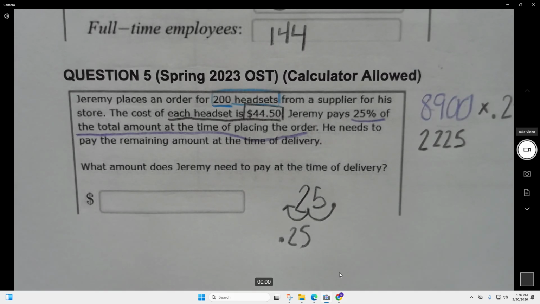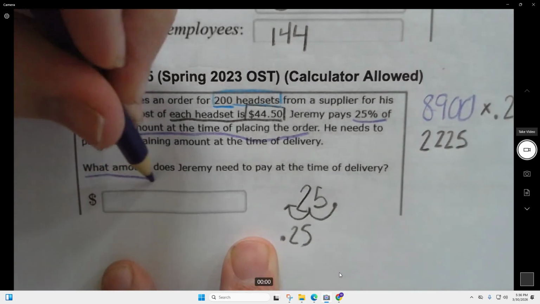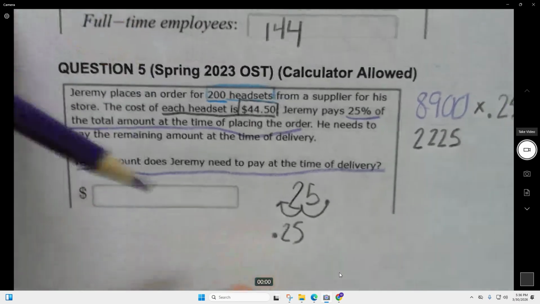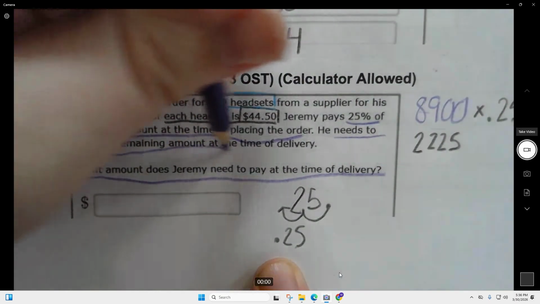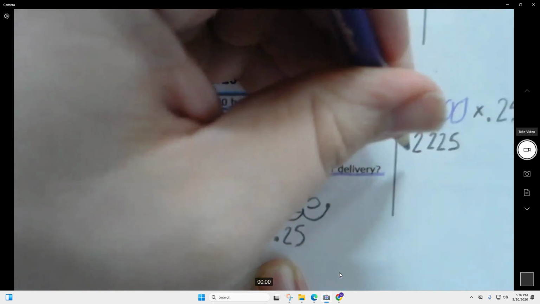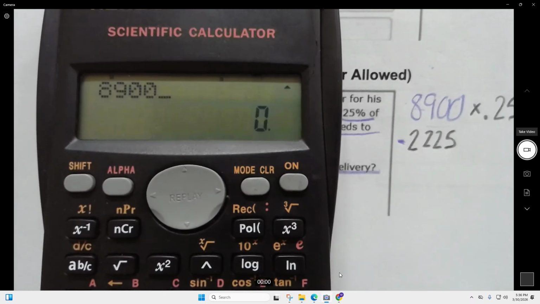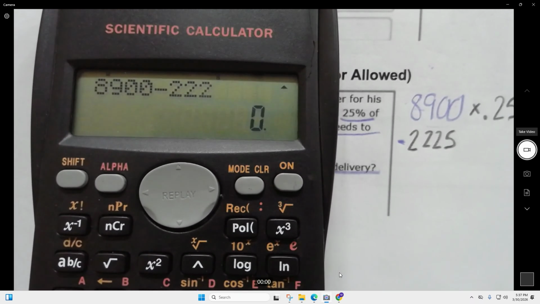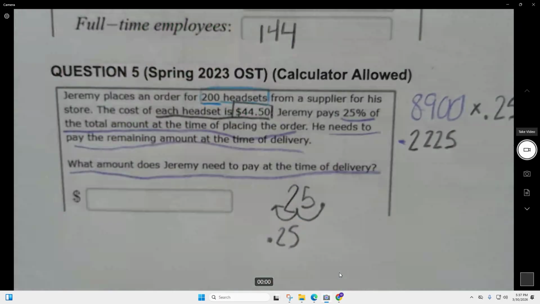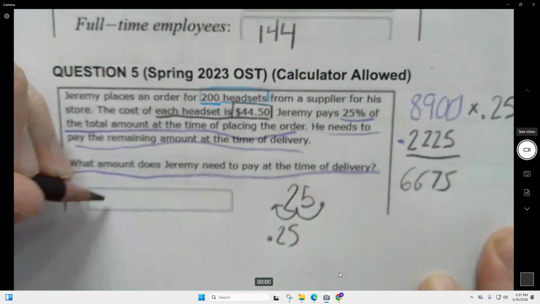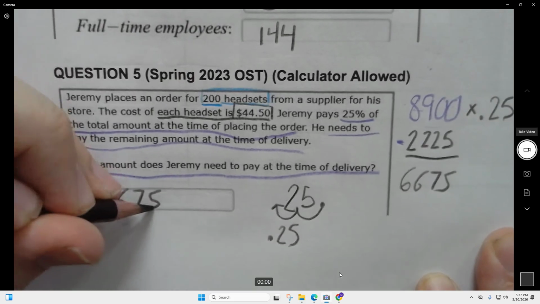It says, what amount does Jeremy need to pay at the time of delivery? Well, he needs to pay what's left. So if the total was $8,900 and he's already paid $2,225, then the leftover would be if you subtract it. So 8,900 minus 2,225 equals 6,675. And that, and only that, is our final answer.